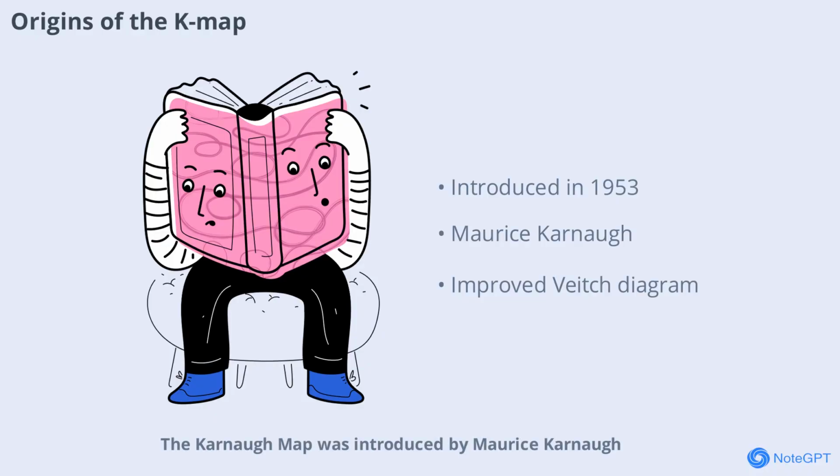The Karnaugh Map was introduced by Maurice Karnaugh in 1953 as an improvement over the Veitch diagram. Its main purpose was to provide a more systematic and visual way to simplify Boolean algebra expressions. Before K-maps, simplification was often done algebraically, which could be tedious and error-prone. The K-map's grid layout and grouping rules made the process much more intuitive, paving the way for more efficient digital circuit design. Today, K-maps are a standard tool in electronics and computer engineering courses around the world.